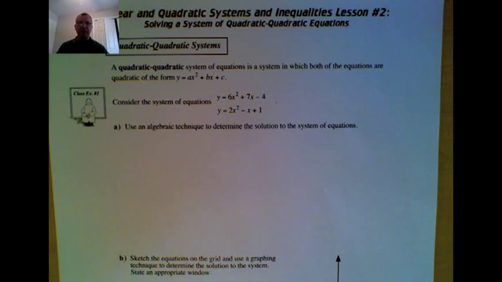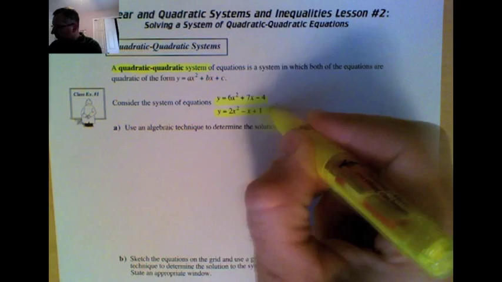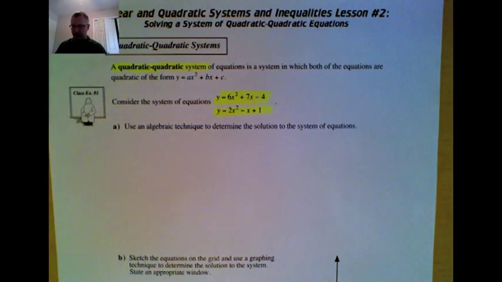In the first lesson, we looked at a linear quadratic system of equations where we had a parabola and a line. In this particular lesson, we're going to look at a quadratic quadratic system. So basically, we're going to look at two parabolas that intersect each other, and we're going to determine where those parabolas actually intersect, what their points of intersection are.